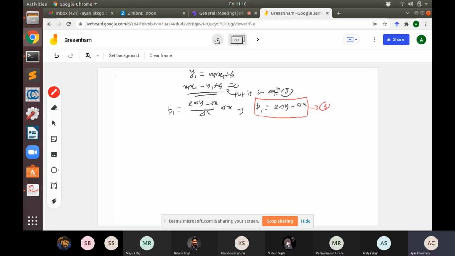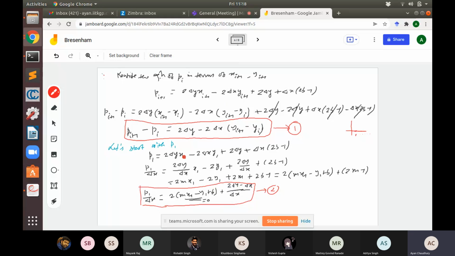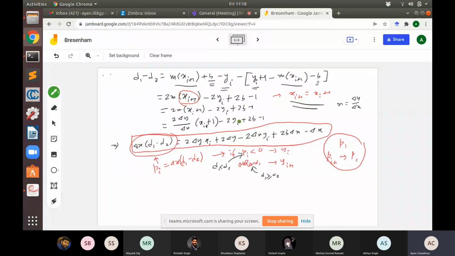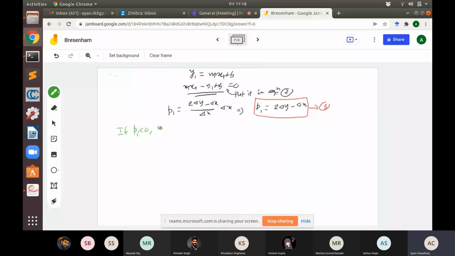So how do we start the iteration that we were trying to do? If we have the delta x and delta y values, then we can compute p1 without any problem. Now let's use the green color. If pi is less than 0, then which one should we choose, yi or yi plus 1? From here, if pi is less than 0, yi is used for yi plus 1.